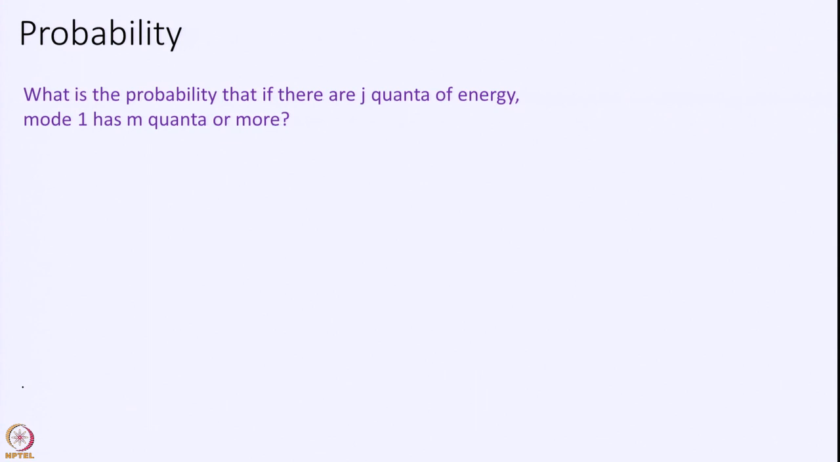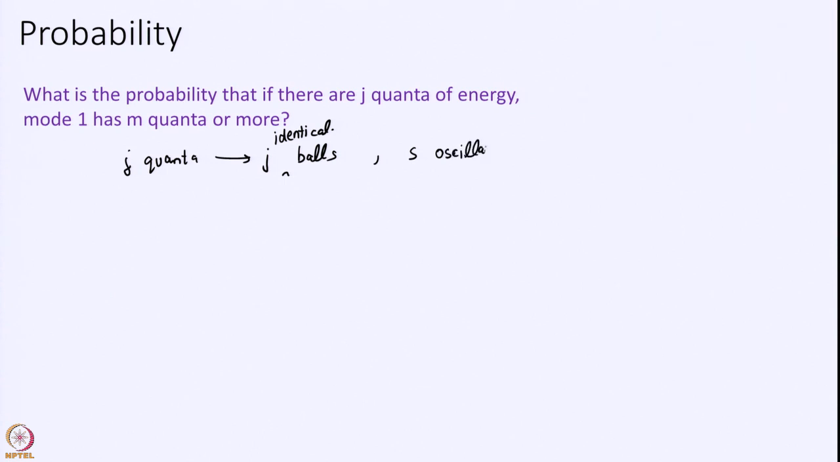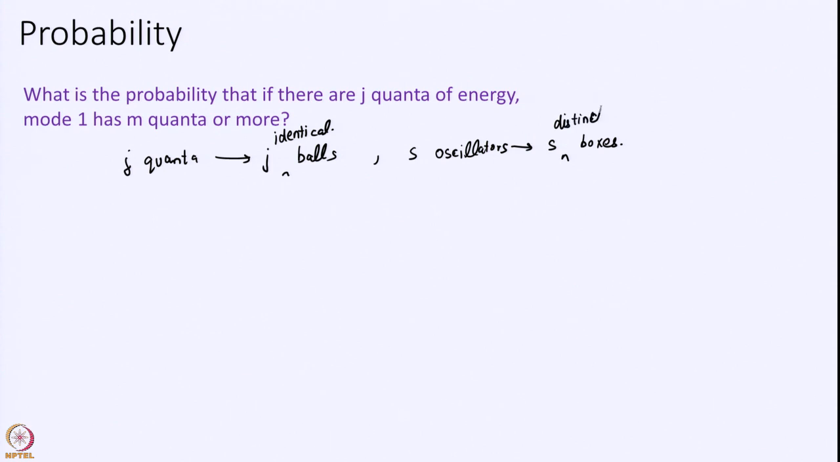So, we have to get back to our permutations and combinations to calculate this probability. We are looking at J quanta as essentially J identical balls. All quanta are identical. We cannot distinguish between two different quanta of energy. S oscillators represent S boxes. So, the problem is of putting J identical balls in S distinct boxes, containers. Let me just use the word container because that is what I have used so far. And I am asking what is the probability that the first mode gets m or more balls.